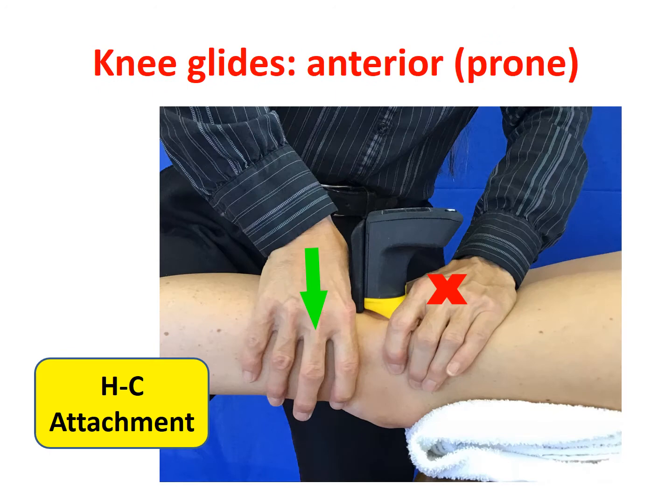Using the Mobil-Aider device, you would use the HC attachment, that's the yellow attachment, and that goes on the proximal side, and the device translates distally. And again, you can see how nice and tight you are in the joint to be able to get really good control of that joint during the translations.